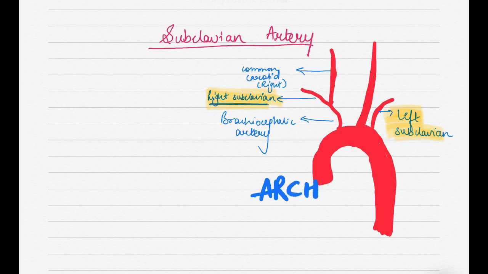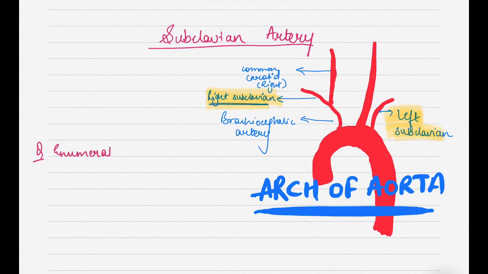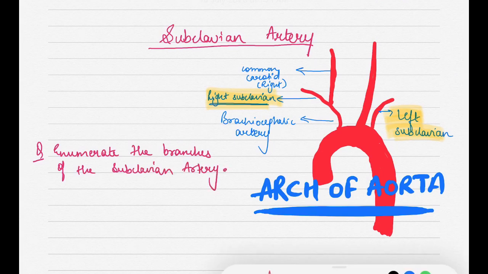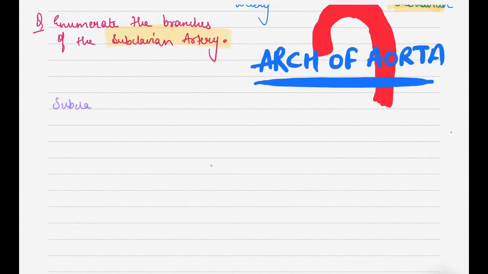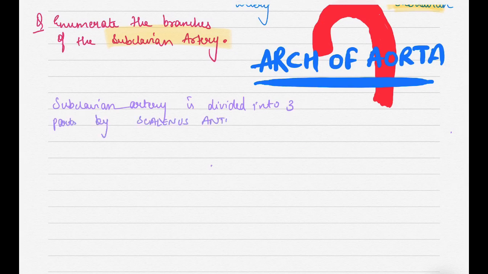Now let's mark this as the arch of aorta, and the main question that comes on the subclavian artery is to enumerate its branches. Enumerate the branches of the subclavian artery. Now the subclavian artery is divided into three parts by the scalenus anterior muscle. This scalenus anterior muscle is the most important.